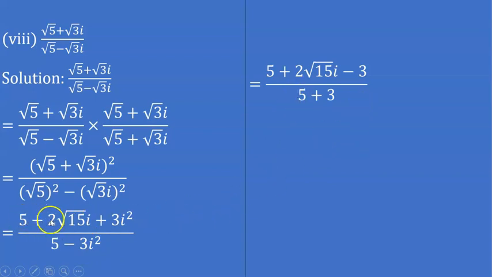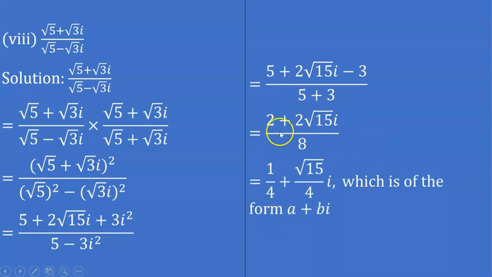Next here 5 plus 2 times root 15i as it is. i square means minus 1. Minus 1 into 3, then you will get minus 3. 5 minus 3, then you will get 2 plus 2 root of 15i. 5 plus 3 is 8. Again split this up, then you will get 2 upon 8, which is 1 by 4, plus 2 root of 15i upon 8. After simplification, you will get root 15 upon 4 into i, which is of the form a plus bi.